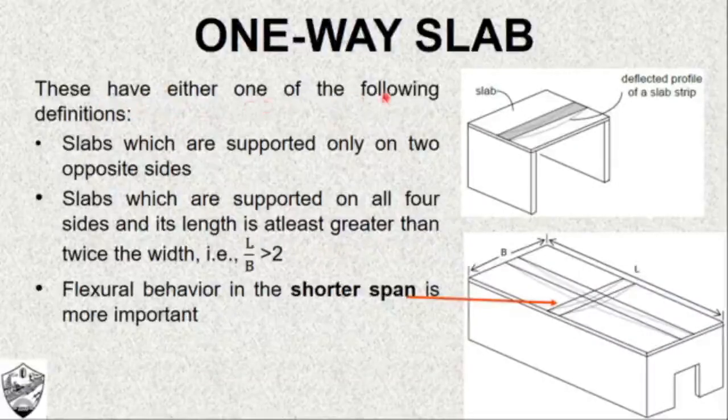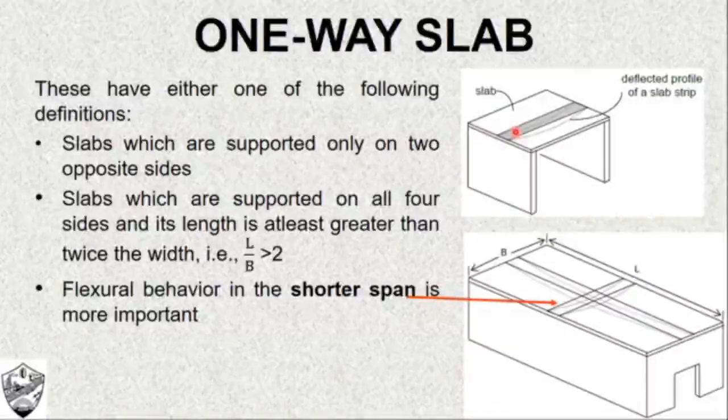A one-way slab is generally defined based on these two conditions: the slabs which are supported only on two opposite sides. As in this figure, you see this slab is supported on opposite sides by walls, or it can be beams also. As you see, there is a slab element, this strip of slab. When you subject it to loads, this strip will bend just like a beam. So this behaves like a beam and we call it a one-way slab. So these are supported on opposite sides, so bear it in mind.